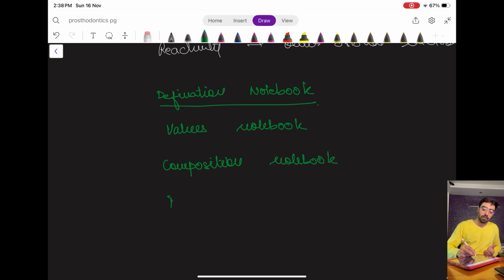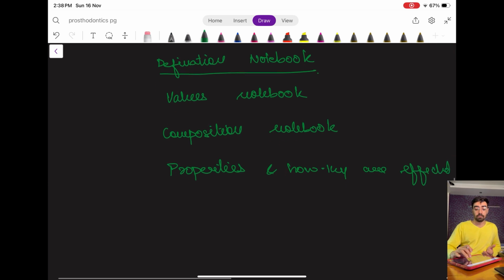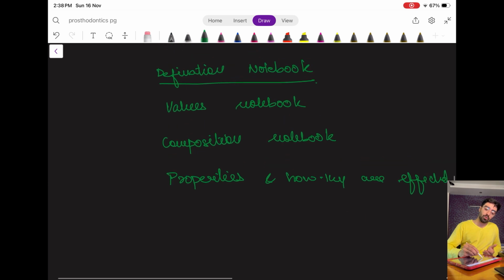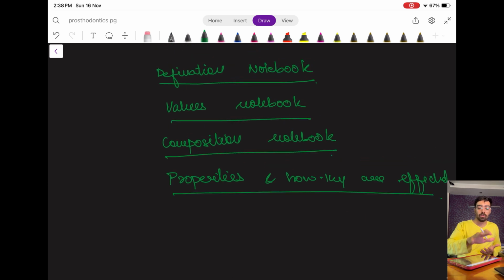Then there will be properties and how they are affected, the notebook. Okay. These four notebooks are paramount to study dental materials. And talking about physical, chemical and later mechanical properties as well, the definition notebook will be very, very important.